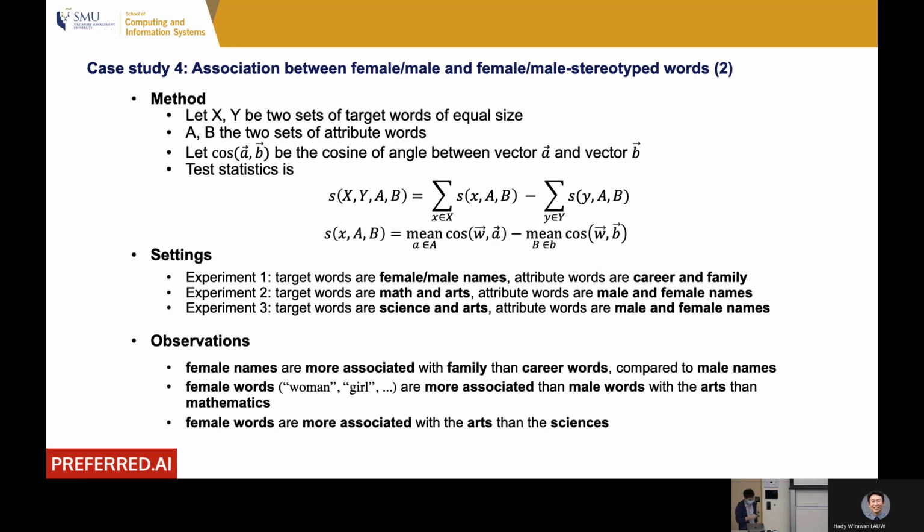But in the observations, they found that female is more associated with family words, and male names are more associated with career words. Female words are more associated with arts than male words, which are more associated with mathematics. And lastly, female is more associated with arts than with science. So we can see that for science and math, the gender bias is also contained in the male and female words.